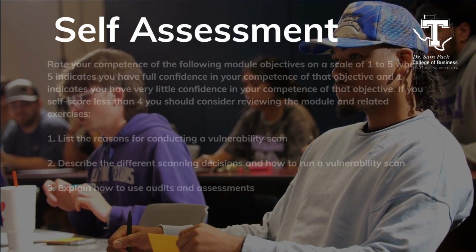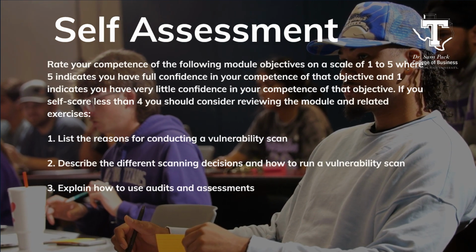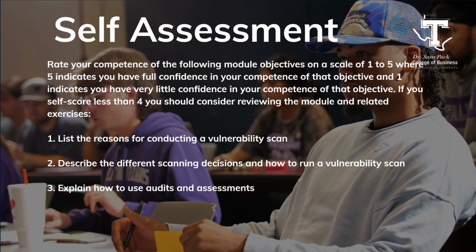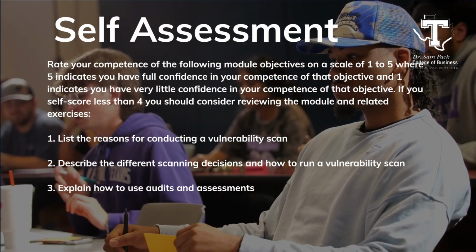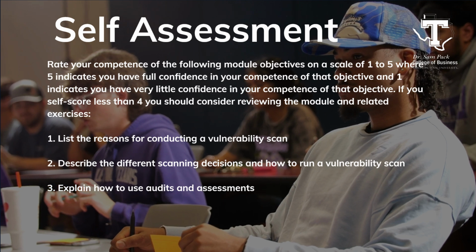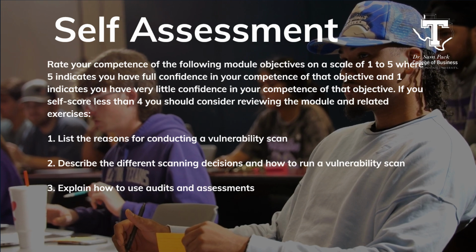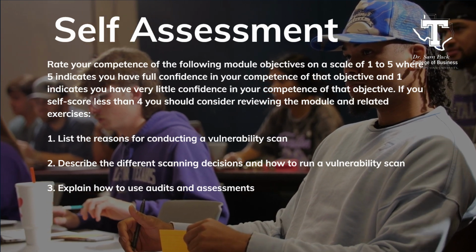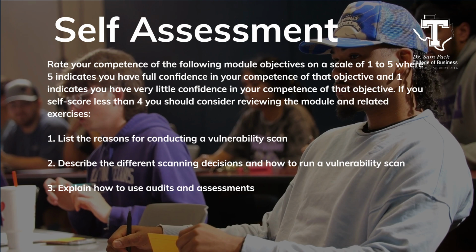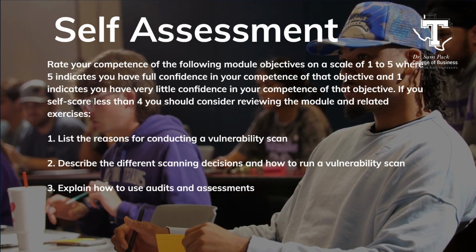Let's take a moment to self-assess how comfortable you feel with the material we've covered in this module. On a scale of 1 to 5, where 5 means you're fully confident in your understanding, and 1 means you're not so sure, how would you rate your competence in the following areas? Listing the reasons for conducting a vulnerability scan. Describing the different scanning decisions and how to run a vulnerability scan. Explaining how to use audits and assessments. If you find yourself rating any of these below a 4, it might be worth revisiting the module and doing some extra practice to build up your confidence.